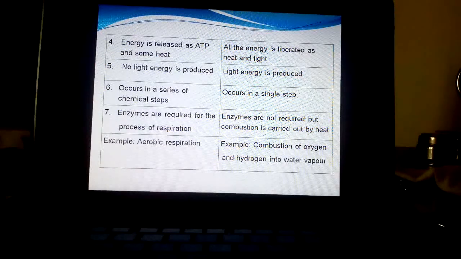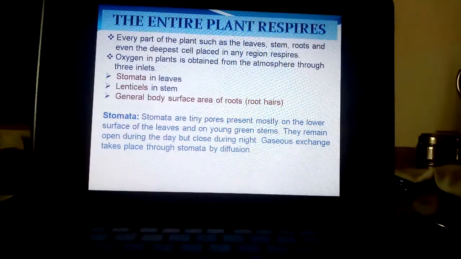No light energy is produced in respiration. Light energy is produced in combustion. Here, do you see, whenever you respire, any light behind us or any light coming from our body? No, it looks so funny, isn't it, children? Respiration occurs in a series of chemical steps, whereas combustion occurs in a single step. The moment you put a matchstick, immediately the paper will burn. Enzymes are required for the process of respiration. Enzymes are not required for combustion, which is carried out by the heat. See, children, we won't put any enzymes when we are burning the paper. Is it clear? An example of respiration is aerobic respiration. An example of combustion is the combustion of oxygen and hydrogen into water vapor. Is it clear? Yes. Now we are moving to the next part.